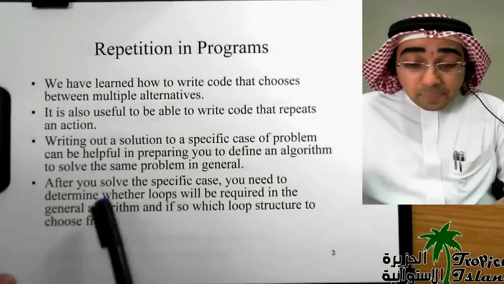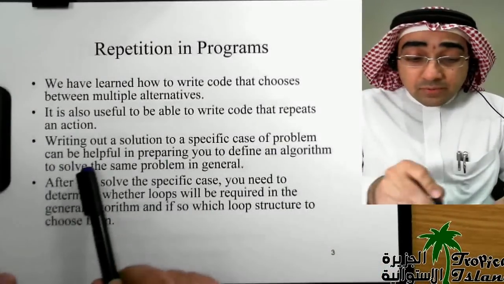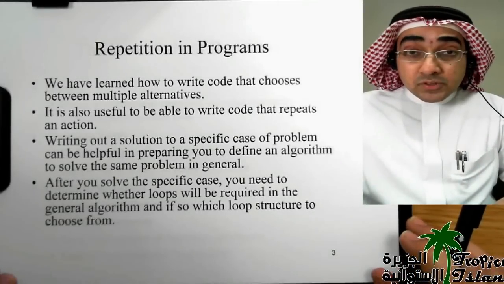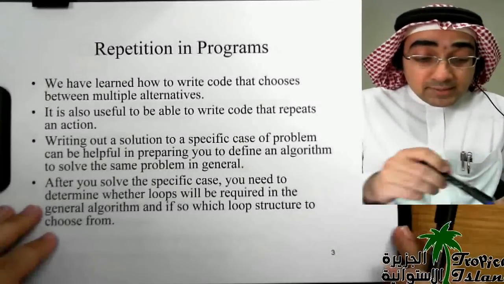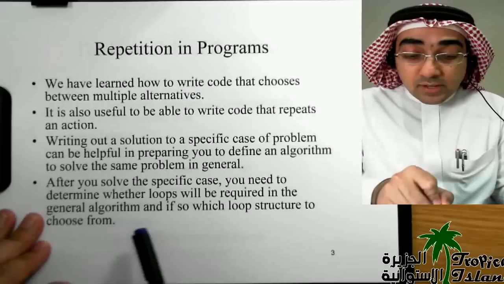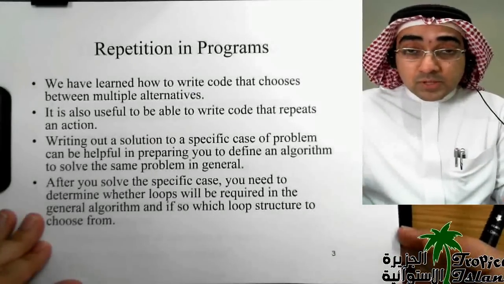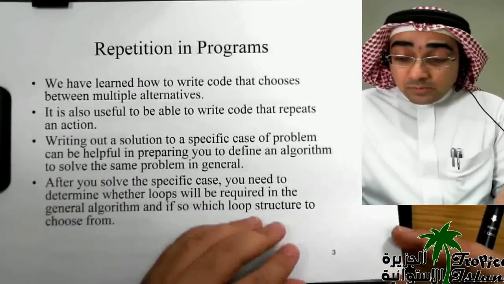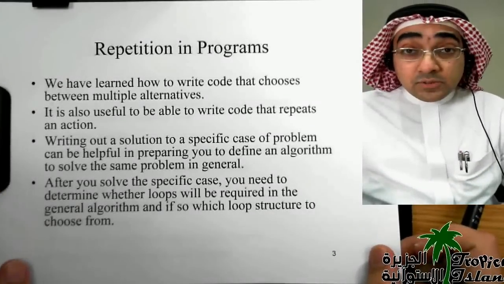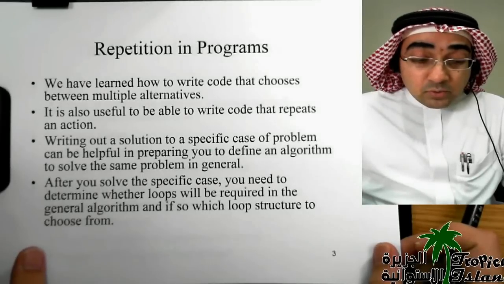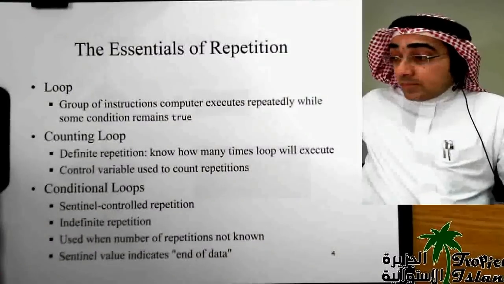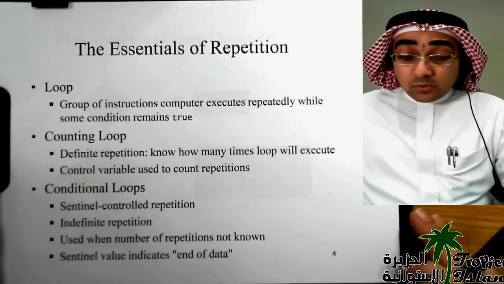Writing out a solution to a specific case of a problem can be helpful in preparing you to define an algorithm to solve the same problem in general. This is a general comment. After you solve specific cases, you need to determine whether loops will be required in a general algorithm, and if so, then use one of the loops that we'll teach you in this class. It is up to you as a programmer to decide whether you want loops or not. If you require loops, then go ahead and use one. If you do not require loops, then do not use loops.